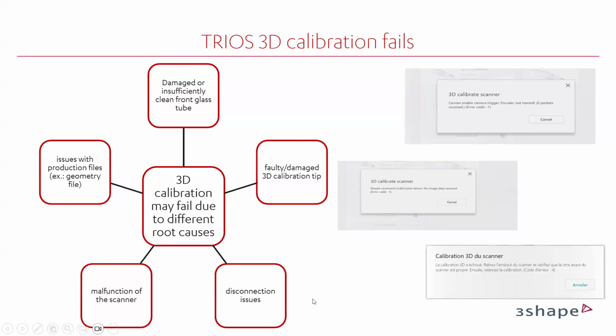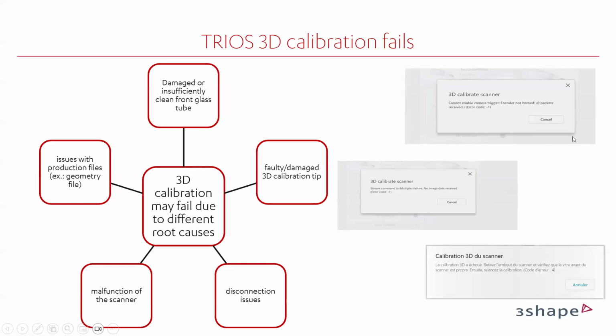Disconnection issues when the scanner is disconnected during the calibration session. So you should check the scanner connection first. Then malfunction of the scanner, of course, and issues with the production files like geometry files. In this case, the scanner should be replaced or repaired.